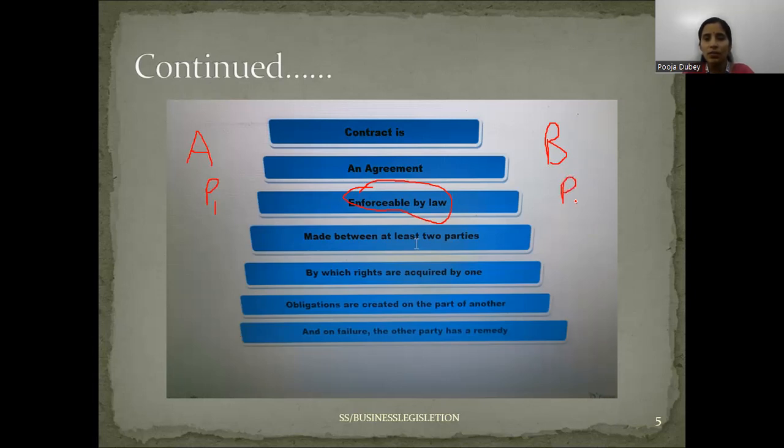So what you can understand, one party will give the offer before the other party and the other party will give the acceptance for the aforesaid offer. Then it becomes the promise. And set of promises means what? That both parties agree with the same terms and conditions. Then promise and set of promises becomes an agreement. An agreement enforceable by law is a contract.